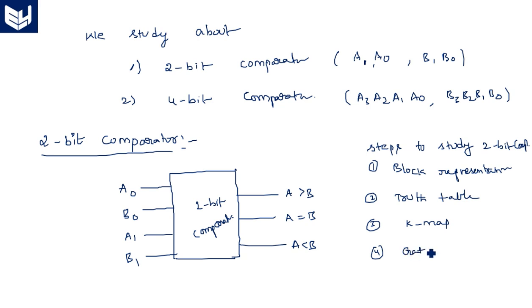And the last one is circuit diagram, gate level diagram. Gate level diagram is optional. If you want you can go, otherwise you can skip that and directly you can go to the programming. And the last one is VHDL code. These are the important steps you should study when you are going for the 2-bit comparator.